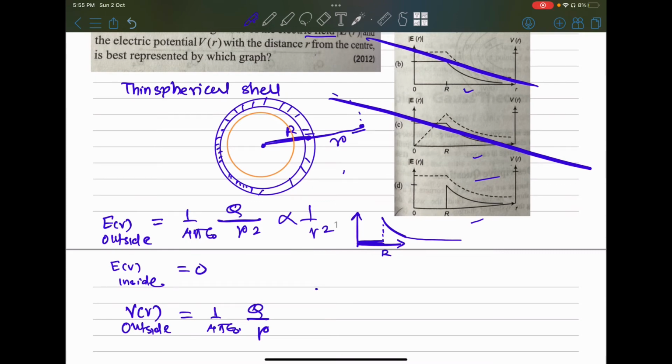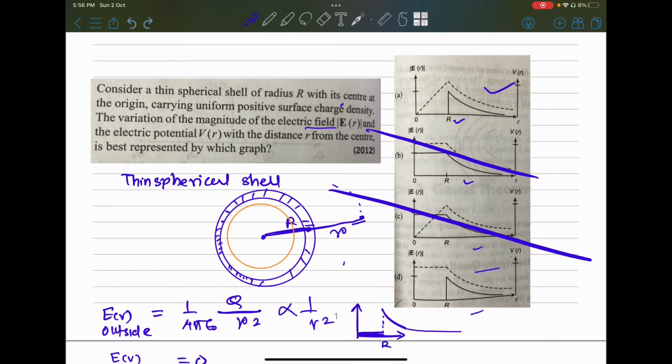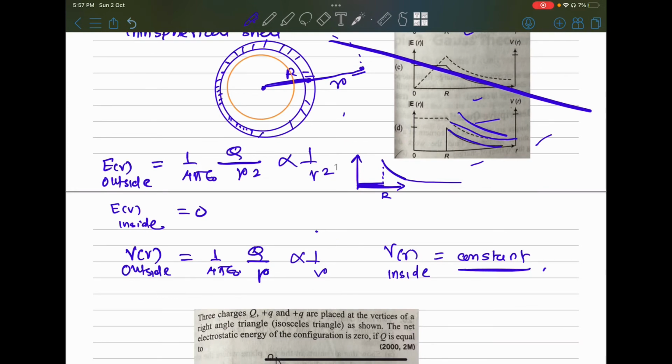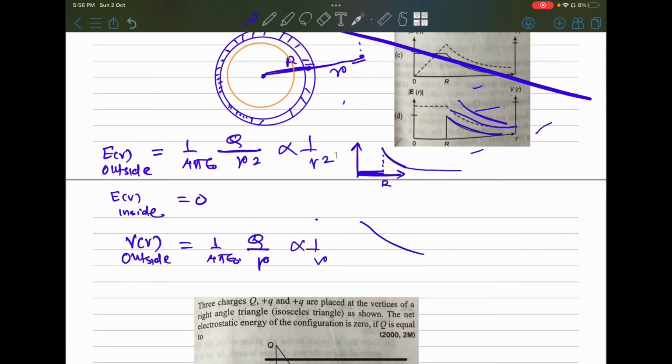Potential is also falling proportional to 1 upon R, not as steeply as the electric field outside the spherical shell. So in which figure? Here we can see electric potential is falling, and here also we can see electric potential is falling. The electric field is going steeply towards the x-axis, and this is not going that steeply in both figures. So both are potential candidates for the electrostatic potential outside a spherical shell. Now let us see what happens inside the spherical shell.